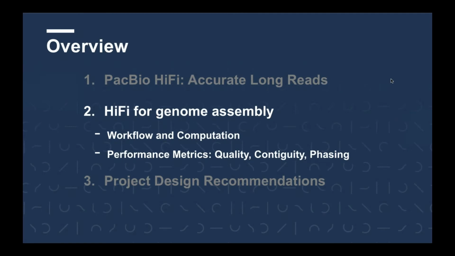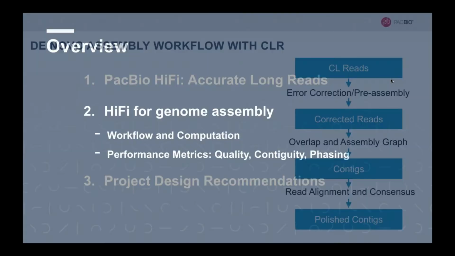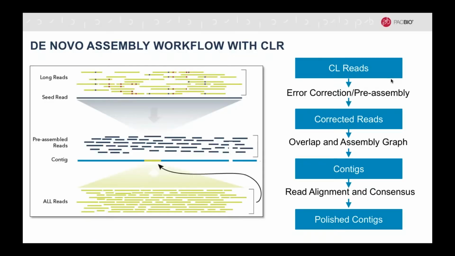So now let's talk about the advantages of using HiFi reads for de novo genome assembly. Many of you will be familiar with the de novo assembly workflow for CLR data and have outlined the approach used by genome assemblers like Canu and FALCON. CLR assembly begins with a computationally intensive round of error correction or pre-assembly. This step involves all-by-all alignment of the continuous long reads and consumes most of the compute time for assembly.